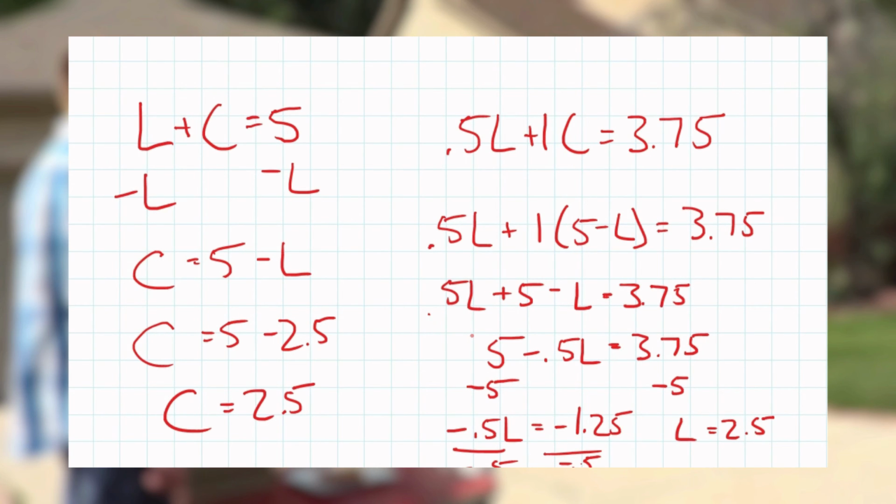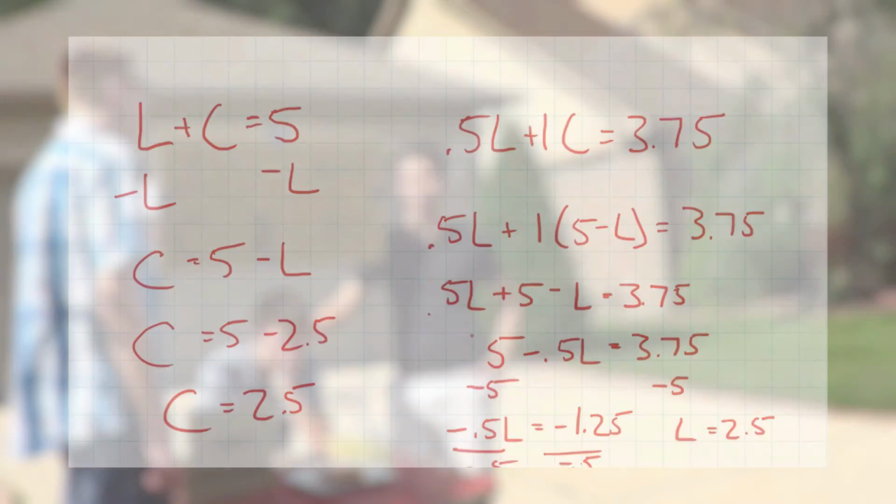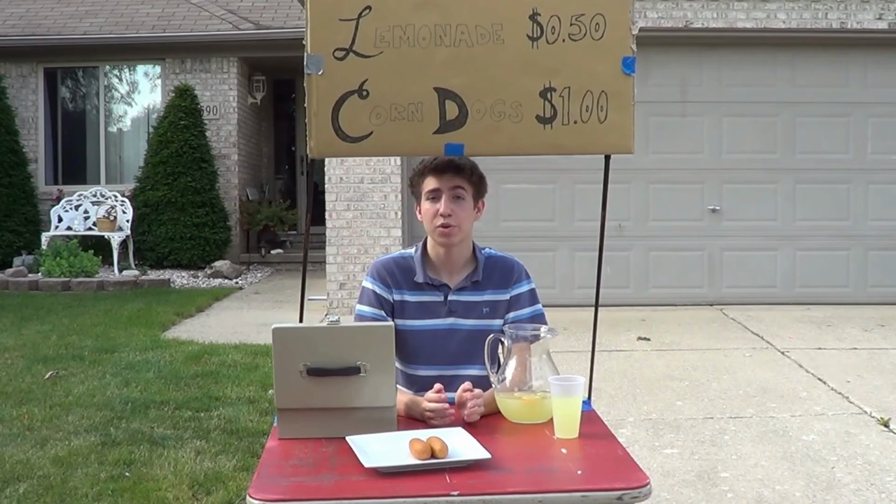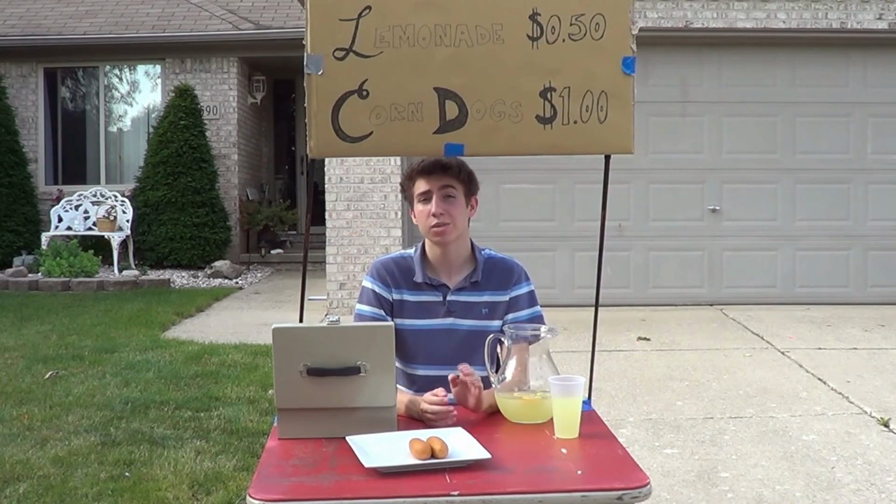I got a fractional solution, but I only sold whole corn dogs and lemonades. There is no possible amount of whole corn dogs and lemonades that I sold that would give me this amount of money. I must have lost some money somewhere, and now I'm in deep trouble. While I didn't make enough to pay for college yet, we did see how the substitution method can be used in a real-world example. Thanks for watching, and thanks for learning with us.